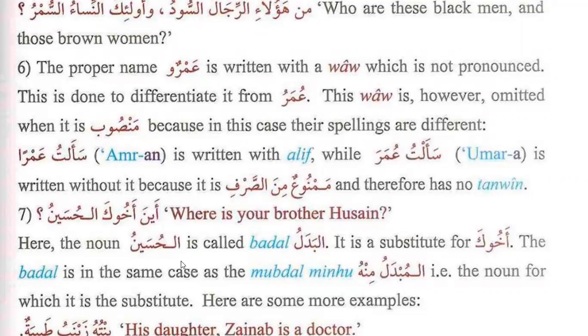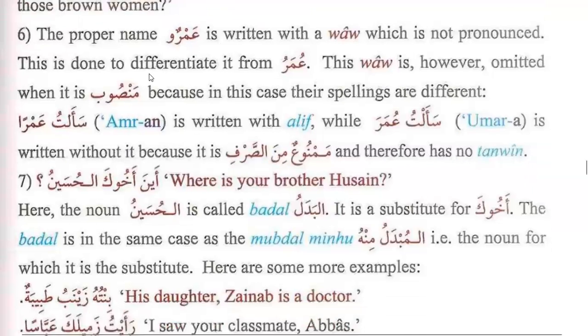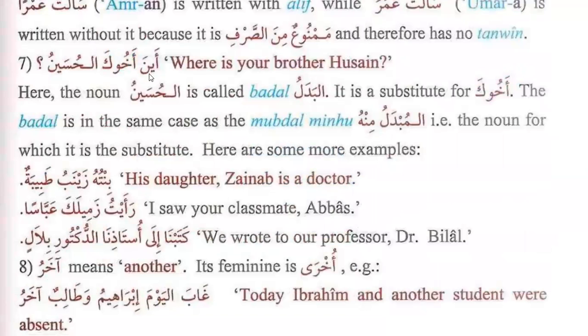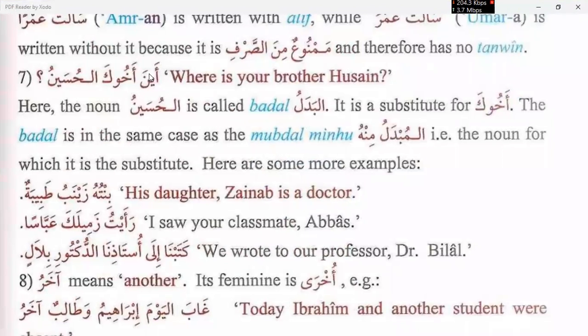What did you learn in this point? A proper name like Amrun has a vowel at the end, but it is not pronounced. And this vowel is not written when it is mansub. Yes. So we add this vowel only to differentiate between Umar and Amr. Okay. Next, we have point number 7, Satya.